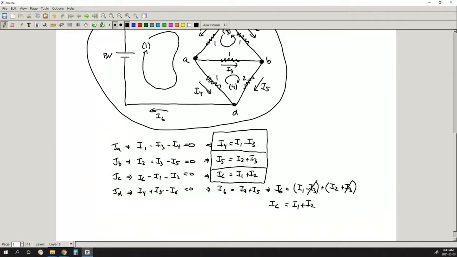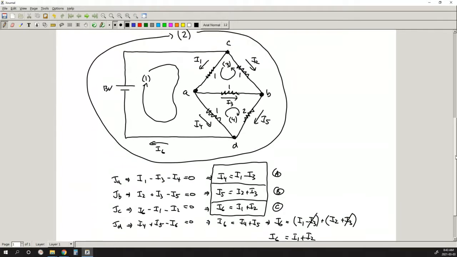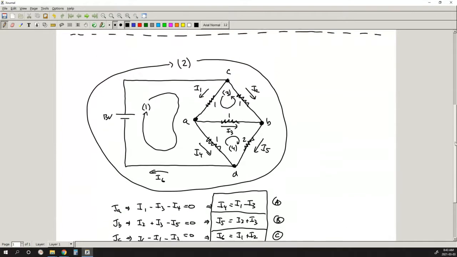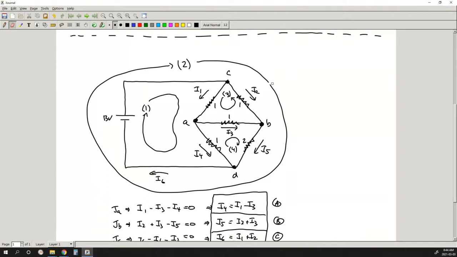Okay. So I'm going to call these, let's say, A, B, and C capitals. Okay. So now let's go around the loops and generate our four loop equations. I want to have a little more space to work over here, so I'm going to write the loop equations over here.